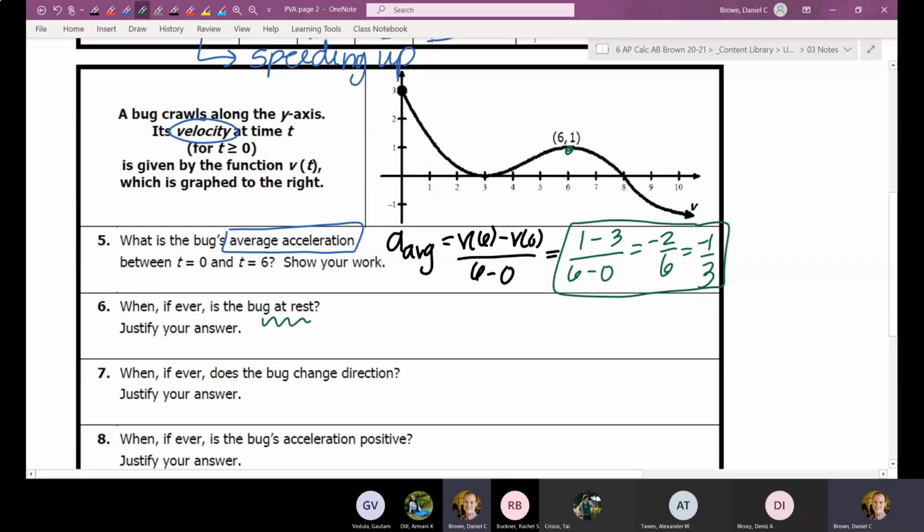But we're looking at the derivative. We're looking at velocity already. So what would velocity be if you're at rest? 0. So my justification would be because v of t is equal to 0.